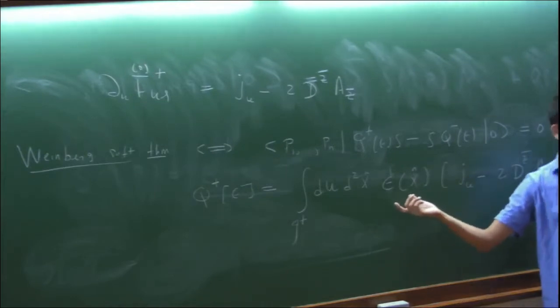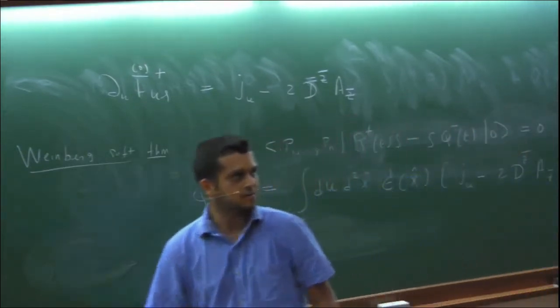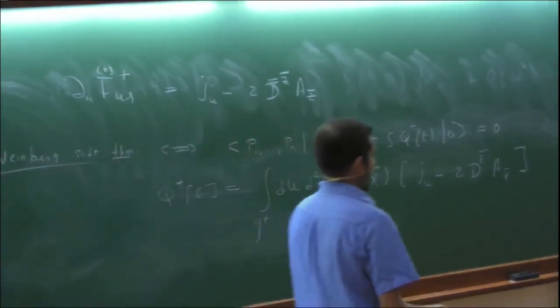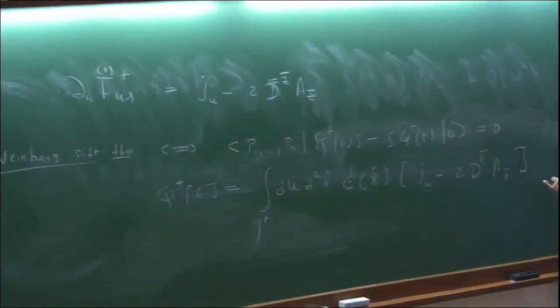So these are really infinitely many Ward identities, because for each epsilon you have a Ward identity. And what, if I get time later, I will show how he derived it. I will sketch the proof. But the idea was that this is the same statement as Weinberg's photon theorem.